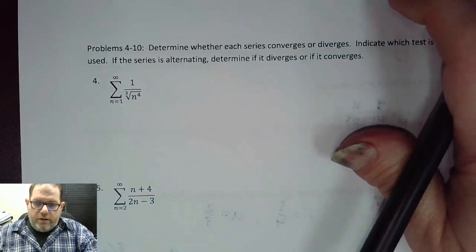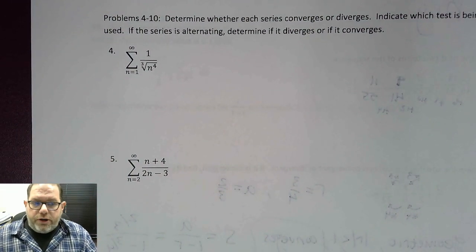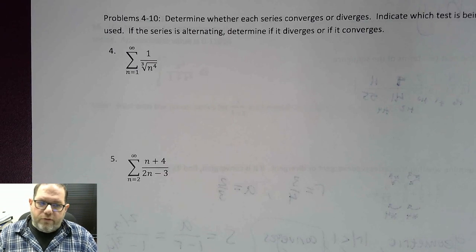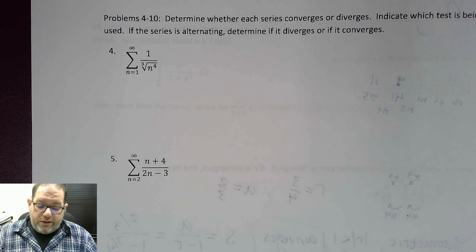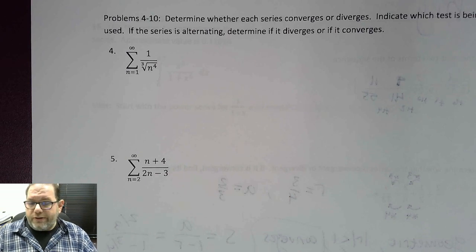Moving ahead. Now, these problems, 4 through 10, there's not any particular order here. We just want to determine whether each series converges or diverges. We do want to also make sure we indicate the test that is being used, and then apply that test properly, of course. Now, there's going to be some questions where more than one test is an option.